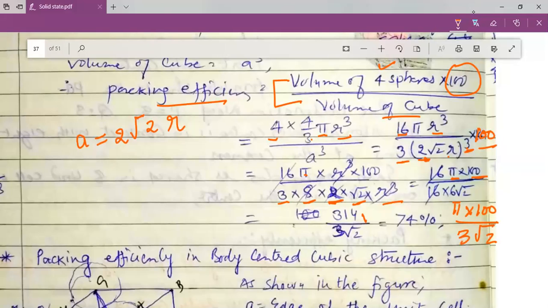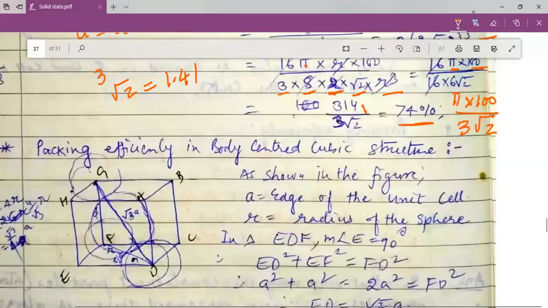Now, for pi, we write 3.14, and pi multiplied by 100, we will write 314, and divided by 3 root 2. My dear students, for your information, 3 we will write 3, but for root 2 we can write 1.41, and by solving this, we will get 74%. So dear students, the packing efficiency of our face-centered unit cell is 74%.